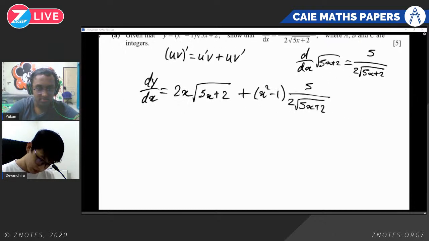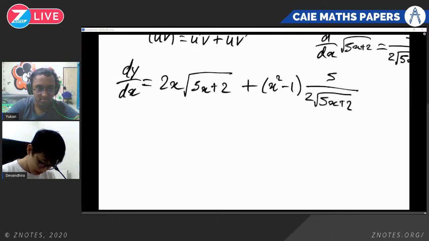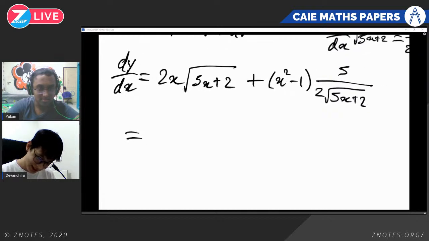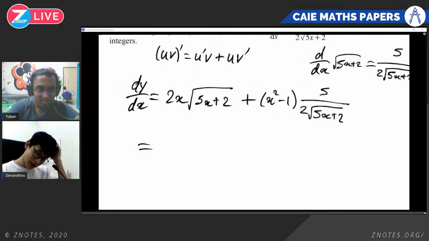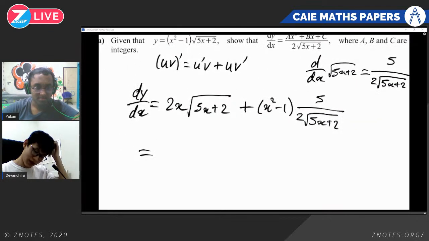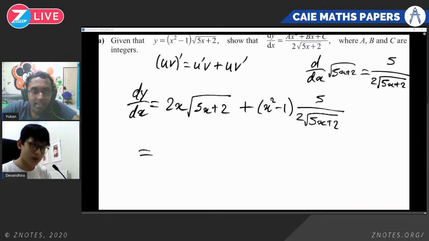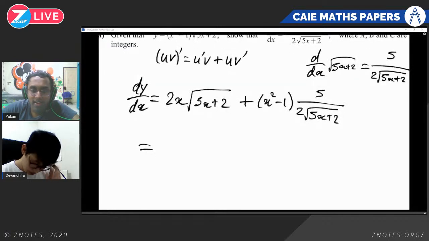Okay, looks complicated, does it? But it's okay. So how can we simplify this, Yugen? We can change the first expression into fraction form where the denominator is also 2 times root of 5x plus 2.